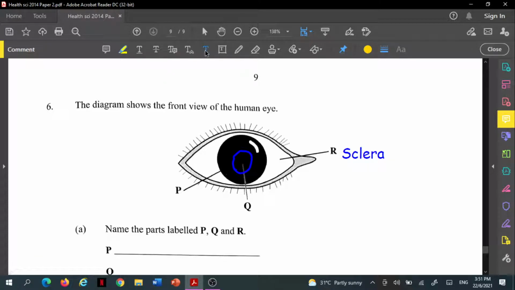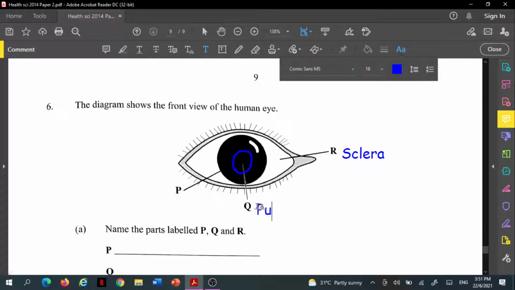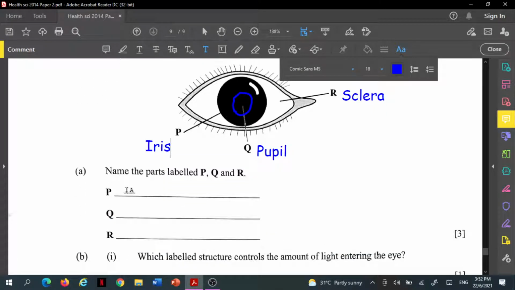And so here now we want to name the parts P, Q, and R. Q will be the pupil. That's the more central part of the eye right there. And then surrounding the pupil, we have the iris. So again, we can name them on the lines as well. P is the iris, Q is the pupil, and R is the sclera.